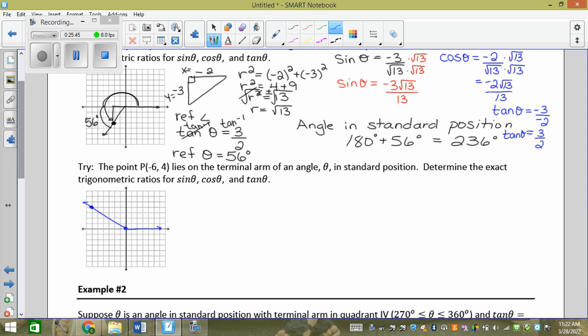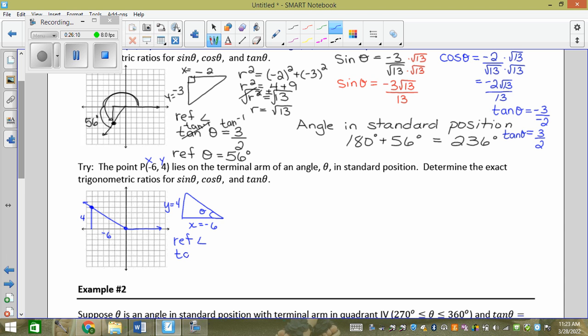So I want to get the reference angle first, correct? Because I want the angle in standard position. When I give you a coordinate, it's an x and a y, so I can use tan. So there's my thing. This is negative 6. This is 4. So I can draw my little triangle out here. X equals negative 6. Y equals 4. And I can find the reference angle.